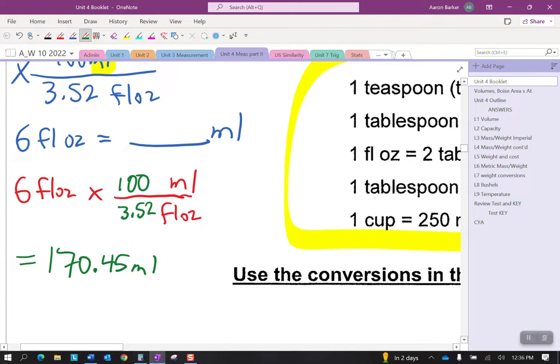So now you can measure it out. You can actually now make this in your recipe. You can use it. All right. Any questions?